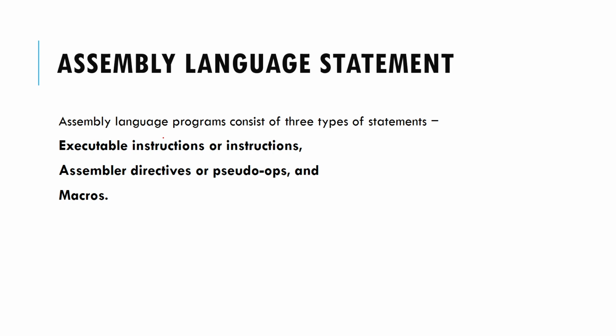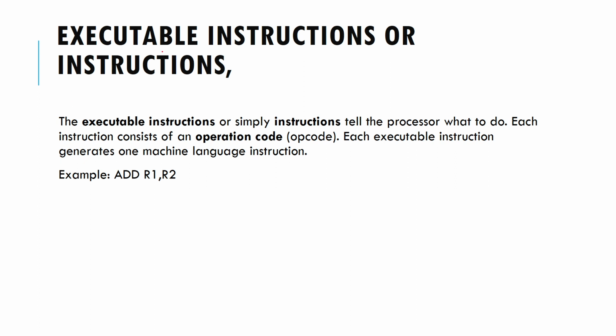An assembly language program consists of three types of statements. One is executable instructions or simple instructions. Another is assembler directives or pseudo ops, and macros. Executable instructions are simply instructions that tell the processor what to do, what the system should do.